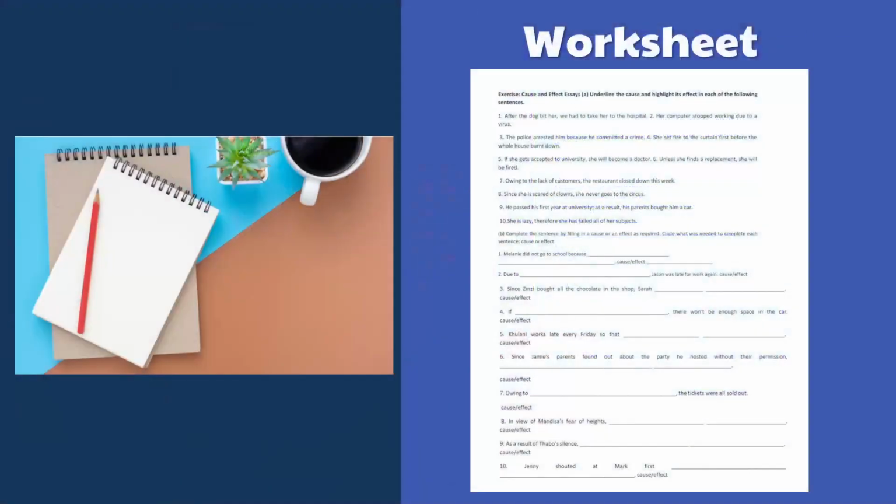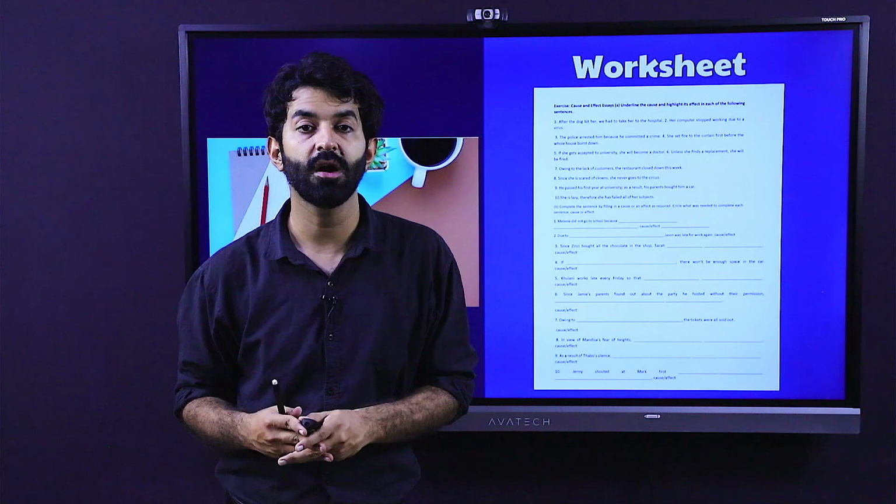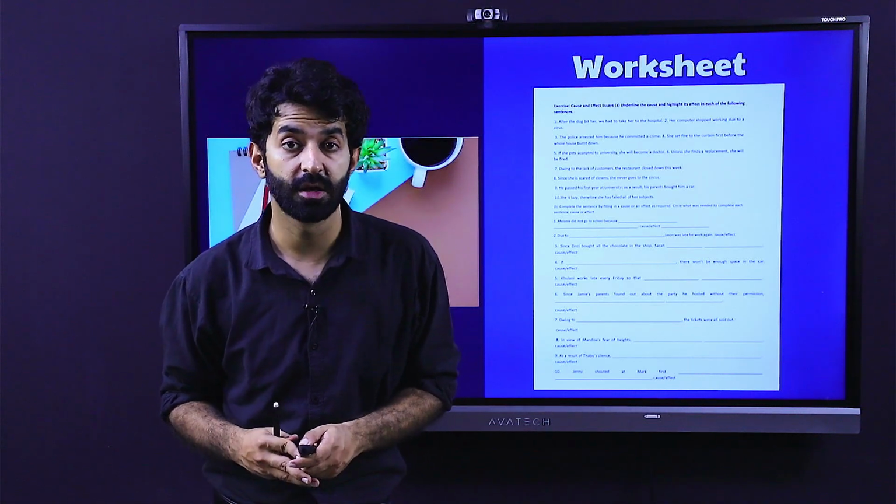Students, here is your worksheet regarding the cause and effect text organizational pattern, and you have to read the given text and find the causes and effects and write them on the lines as the spaces are given.